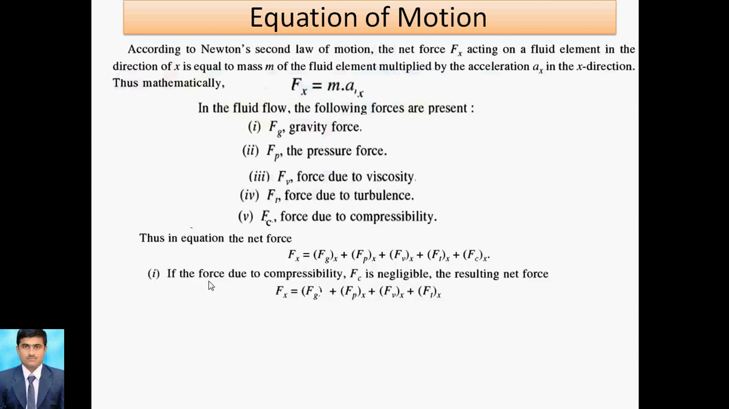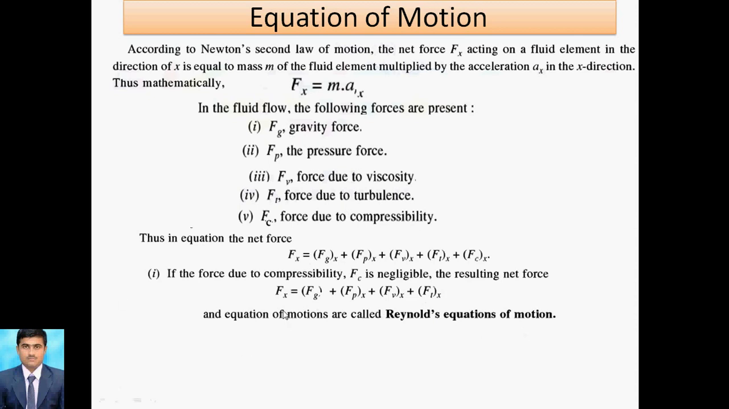Now, the force due to compressibility is negligible, because if you consider the liquid case, it is negligible. That's why we reject Fcx. So the equation of motion remaining is Fx = Fgx + Fpx + Fvx + Ftx, where we only remove Fcx because it is negligible. This equation, in which the net force resolves into these four forces, Fg, Fp, Fv and Ft, is called the Reynolds equation of motion.